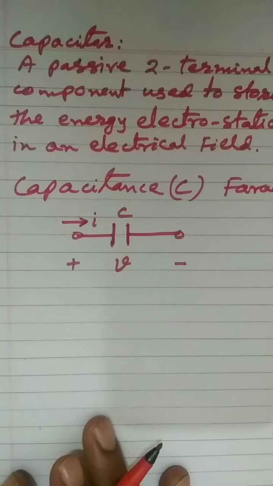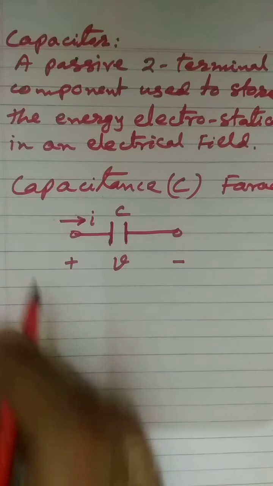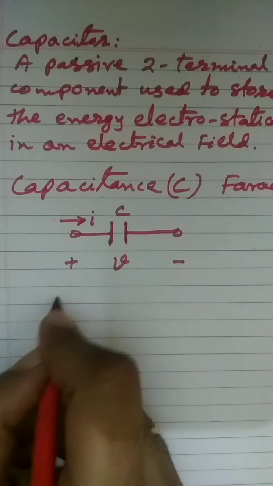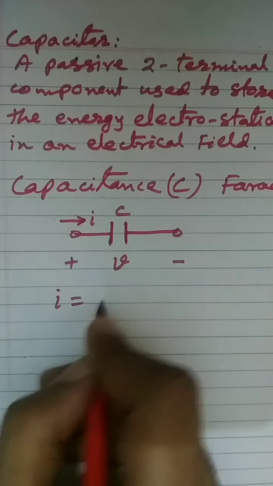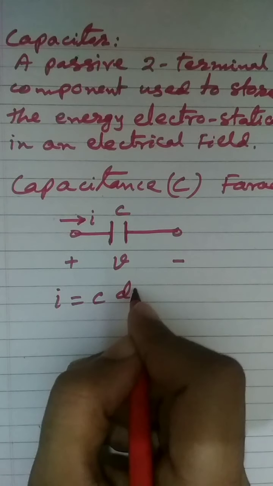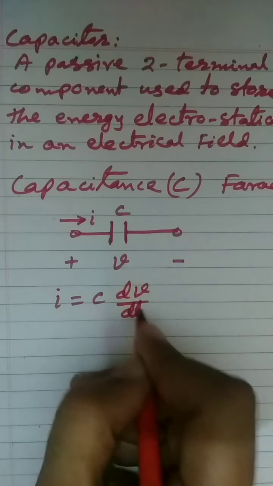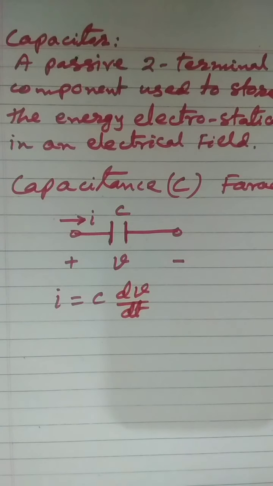The voltage and current relation of the capacitor is represented by I is equal to C dV by dt. That means the current flowing through a capacitor will be proportional to the rate of change of potential difference across it.